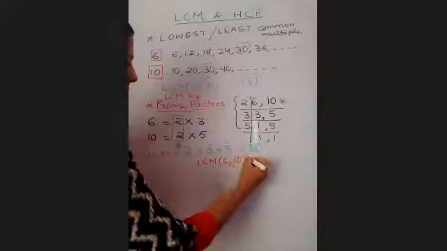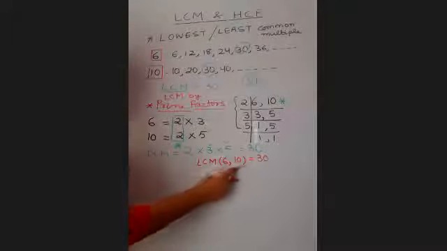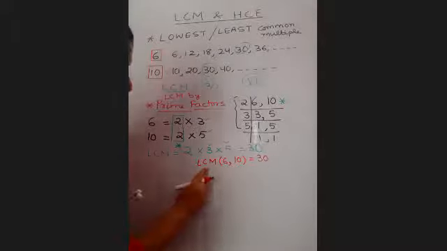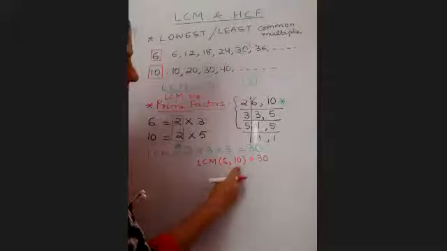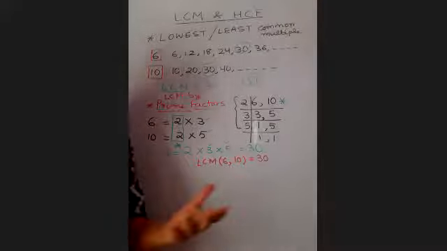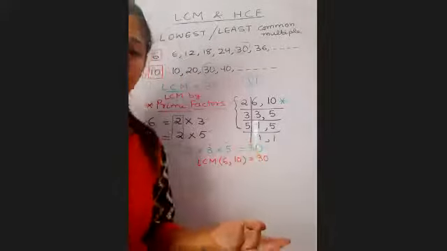This is how it is being written. LCM in the bracket, two numbers separated by a comma, equals 30. So we read it as LCM of 6 and 10 is 30. Right? Now, what does it mean, children? What does it mean when I'm saying that LCM of 6 and 10 is 30? What does it actually mean?